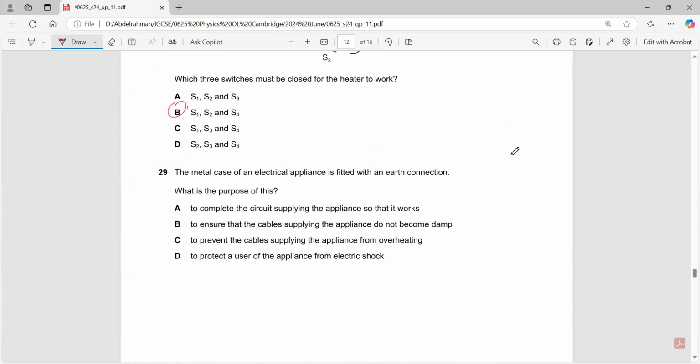The metal case of an electrical appliance is fitted with an earth connection. What is the purpose of this? The purpose of the earth connection is to prevent an electric shock.